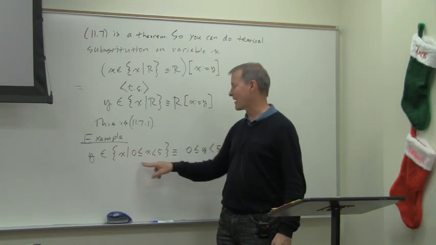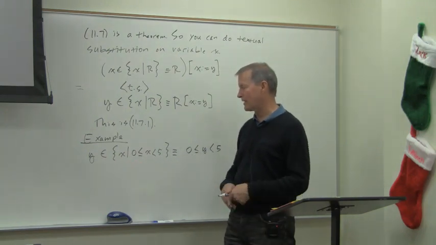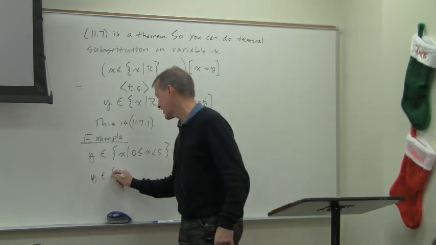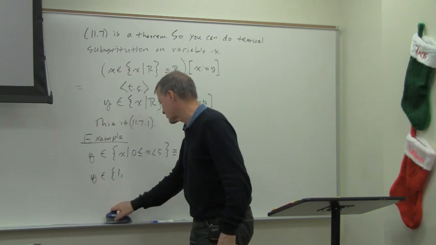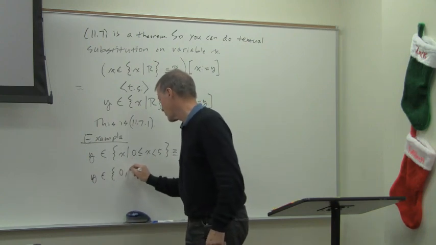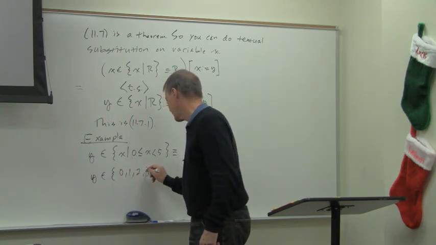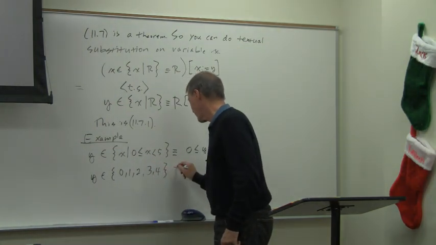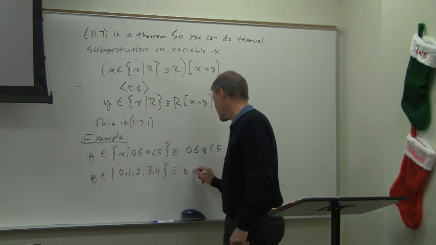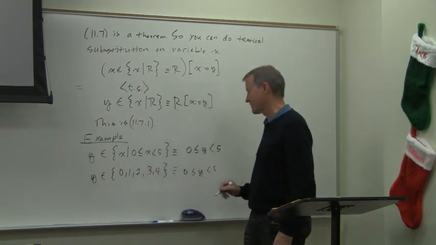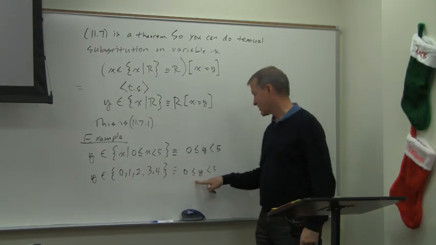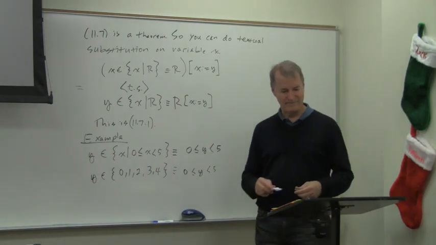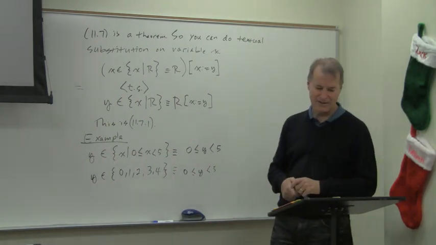So what is this set? If we were to enumerate this thing all out, what would it be? 0, 1, 2, 3, 4. Yeah, this would be Y is an element of the set 0, 1, 2, 3, 4. Well, that's the same thing as 0 is less than or equal to Y is less than 5, right? This is true exactly when this is true, and vice versa.